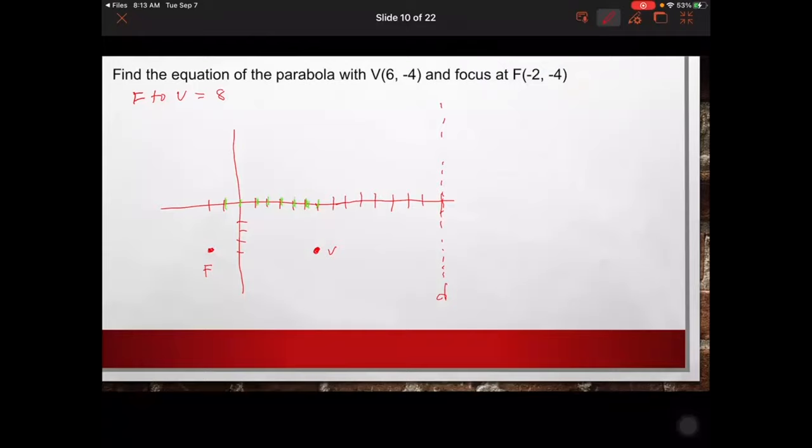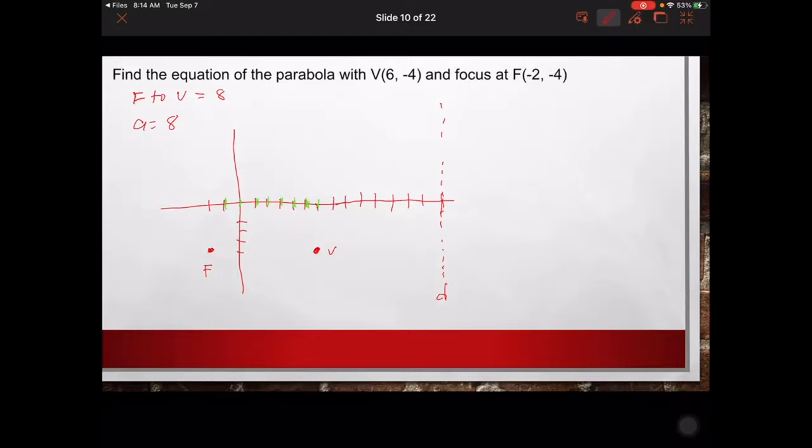Then, what is your letter A? Your letter A is equal to 8. Medyo malaki-laki ito pag binarap. Positive pa din pala siya. So, what is the opening? Is it open to the right, left, downward, or upward? Papunta siya sa left, kasi nasa left yung focus.